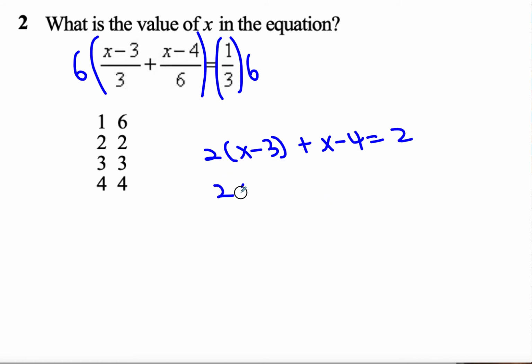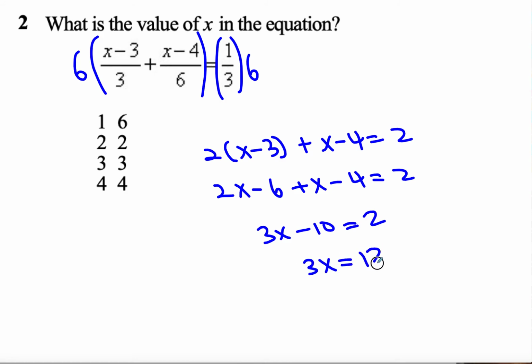Then here we get 2x minus 6 plus x minus 4 equals 2. So we get 3x minus 10 equals 2. And when you add 10, 3x equals 12. And when you divide by 3, we get x equals 4. So therefore 4 becomes the answer. All right, let's move on to number 3.